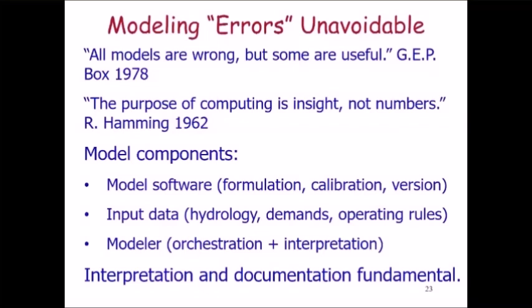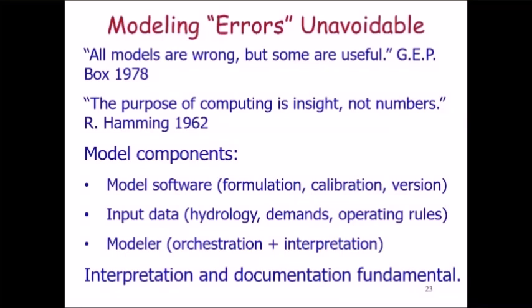These models have different components to them. People often ask, well, what's the right model? What's the best model? Well, I don't really know, because a model has several components. It has the software component that includes the mathematical formulation, the calibration of all the little parameters, constants in the model, and whatever version it was, because if you're really using a model, you're always changing it.